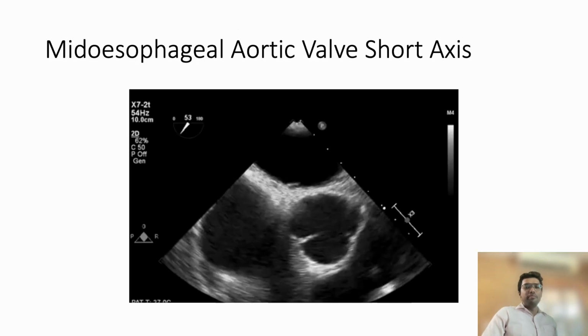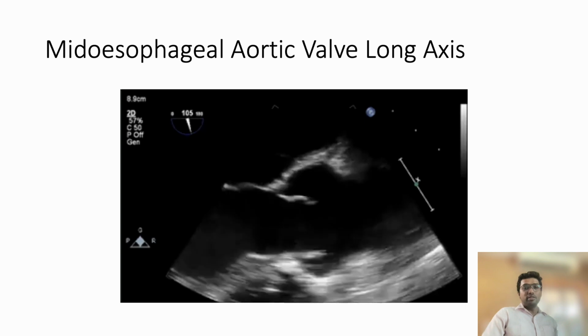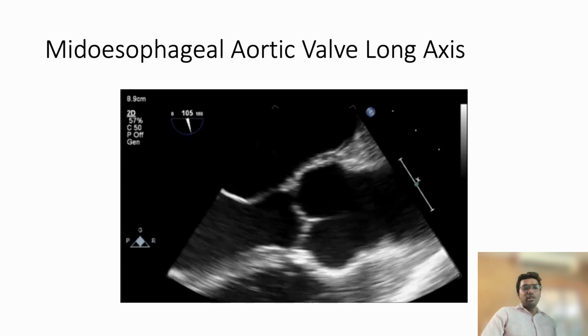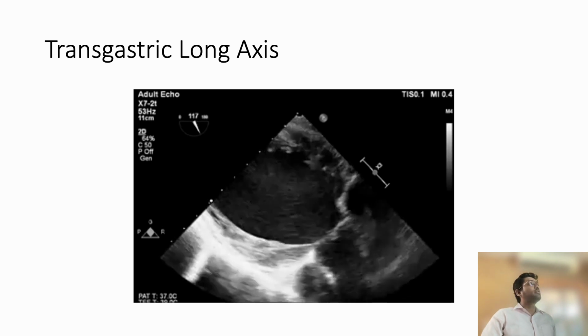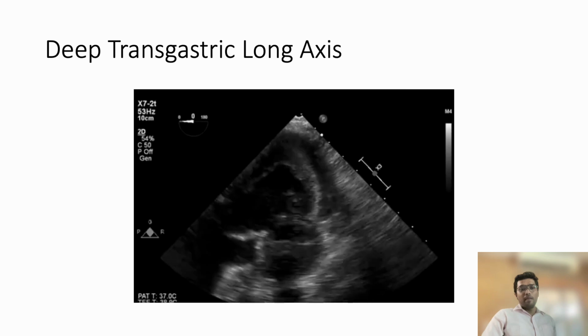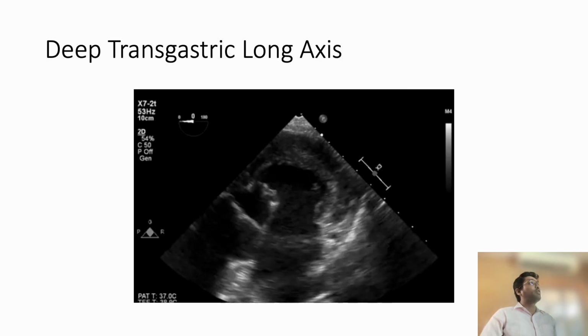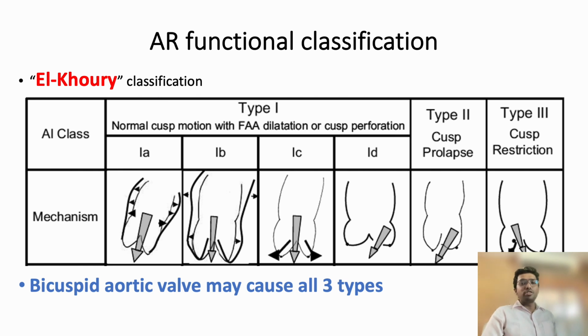This is another loop showing the aortic valve short axis. This is the transgastric long axis. And this is the deep transgastric long axis, where these last 2 views we can align with the Doppler.